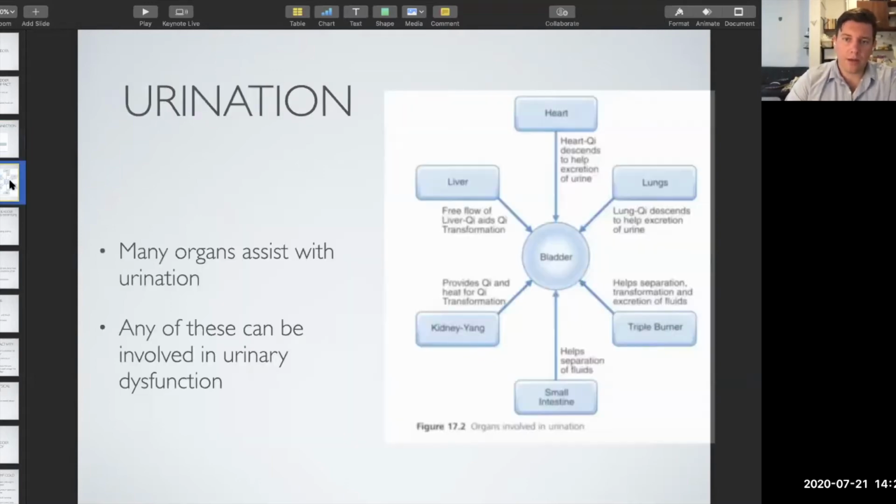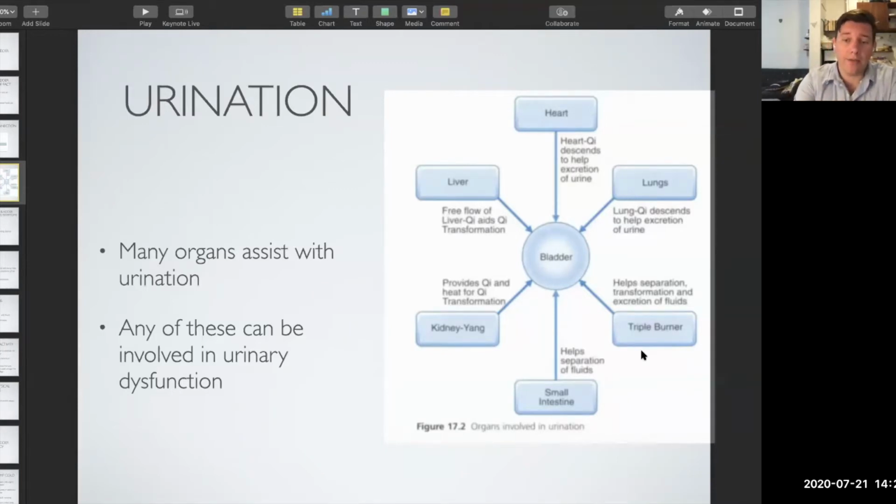Just like with the gallbladder, we can look at urination from a bunch of different angles. All of these things come together to make urination happen. So if a patient's coming in and they're urinating too frequently, or they're having trouble urinating, we have a lot of different things to look at. So someone who's really stressed, the liver might be blocking up the flow of qi and making it hard for the person to urinate.